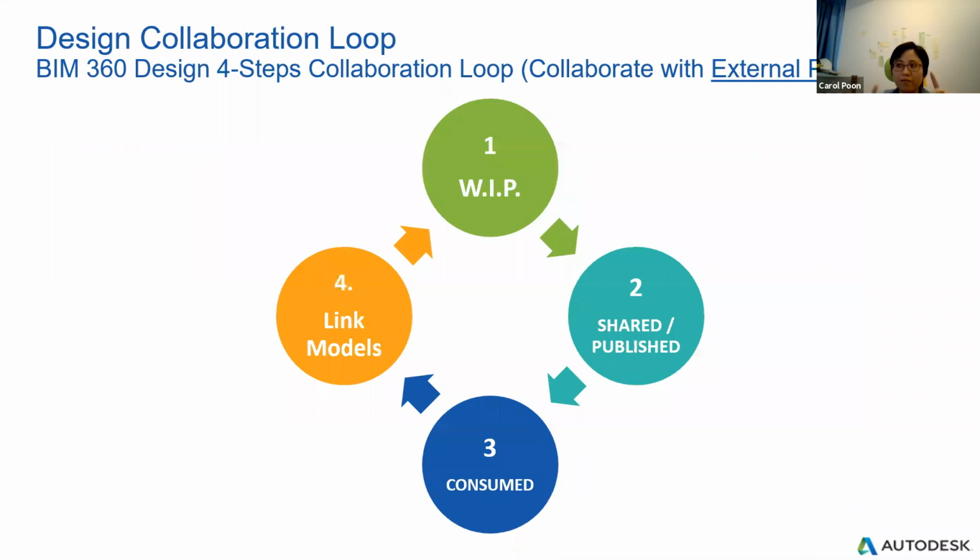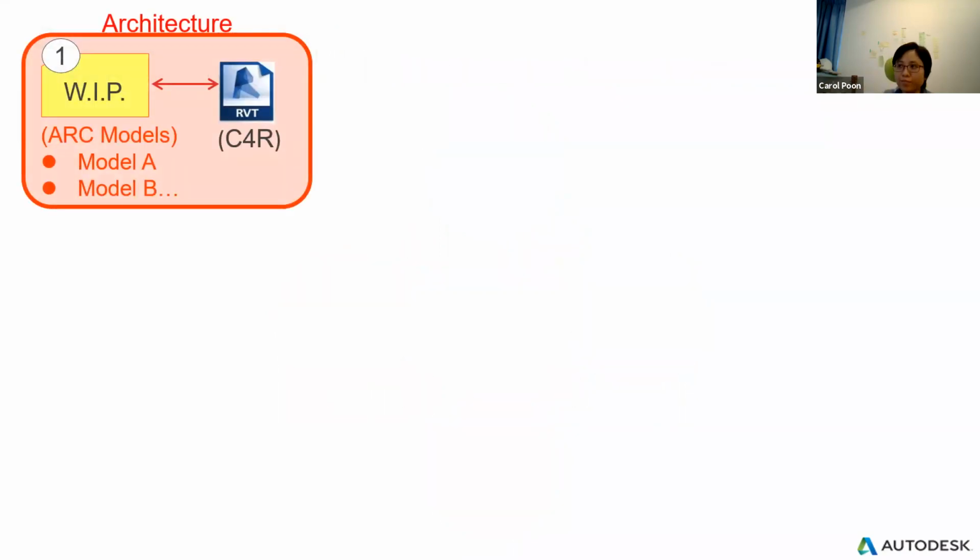And BIM 360 has BIM 360 Design, which has what we named the design collaboration loop. This loop includes 4 steps. The first one is work in progress, WIP. The second is to share and publish the model for others to use. The third one is to consume others' published models. And then the last one is to link the consumed model to your own work in progress model. So every team just repeats this loop again and again.